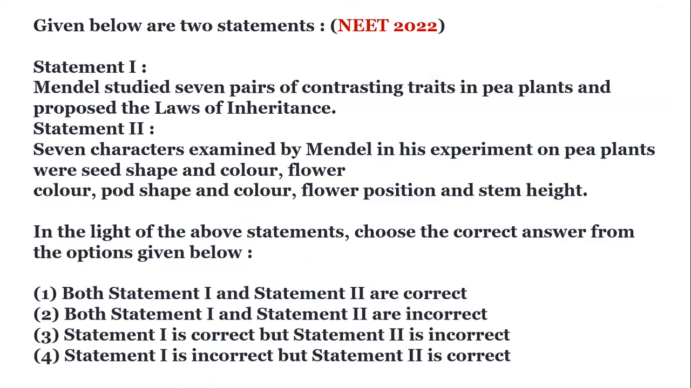Now taking up another question. In this, we have a statement 1 which states that Mendel studied 7 pairs of contrasting traits in pea plants and proposed the law of inheritance. And statement 2 states that 7 characters examined by Mendel in his experiment on pea plants were seed shape and color, pod shape and color, flower position, and stem height.